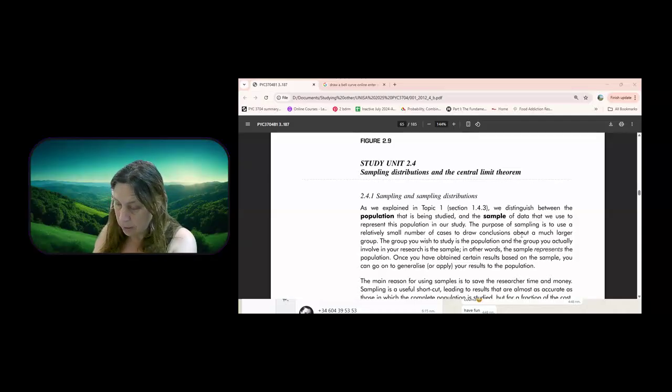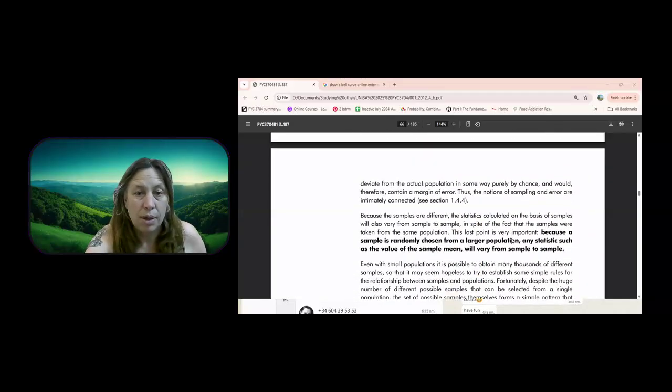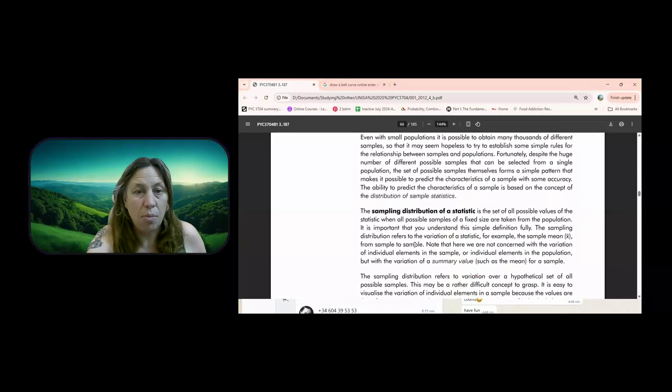Now, every sample we take is not going to be exactly the same as the population. A randomly taken sample, any value, any statistic, such as the value of the sample mean, will vary from sample to sample, okay? The sampling distribution of a statistic is the set of all possible samples of the statistic, where all possible samples of a fixed size are taken from the population.